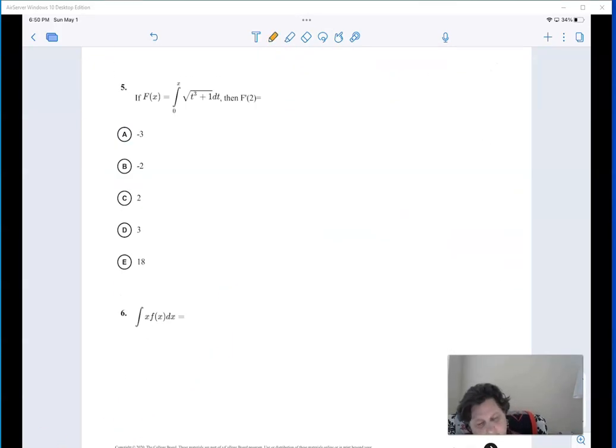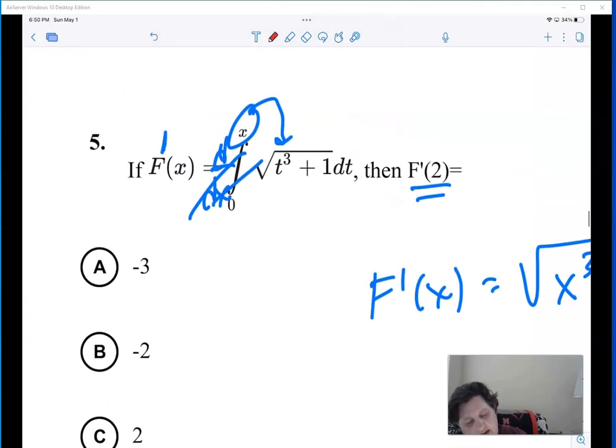All right, cool, guys. We got our second fundamental theorem of calculus, which says that if we take the derivative of this, a derivative and an integral cancel each other out, so f prime of x is the square root of x to the third. Guys, the only time you would ever have to do a chain rule is if it were something other than x, then I'd have to multiply by the derivative. But we're not doing that. We're just plugging in an x.